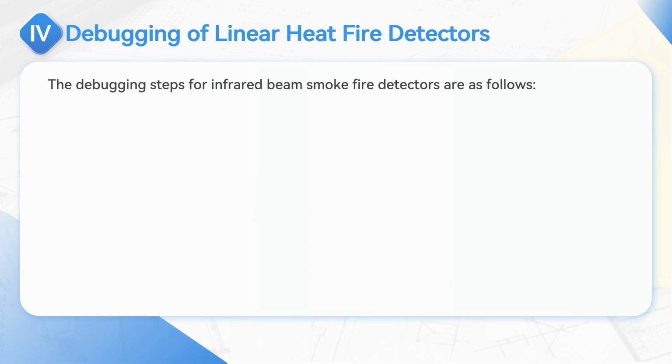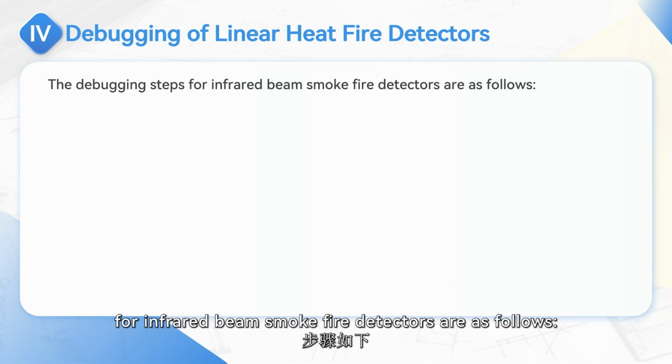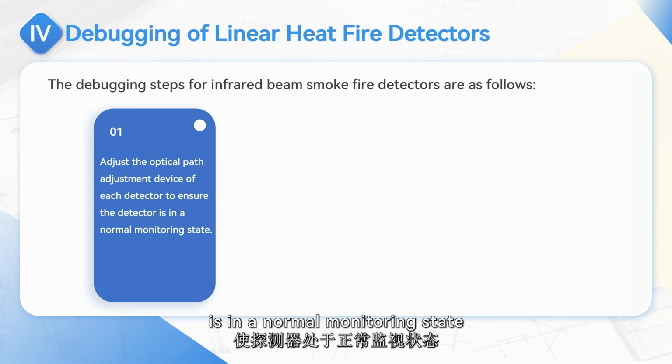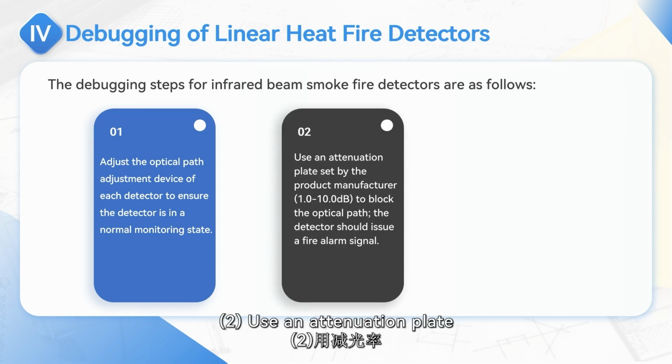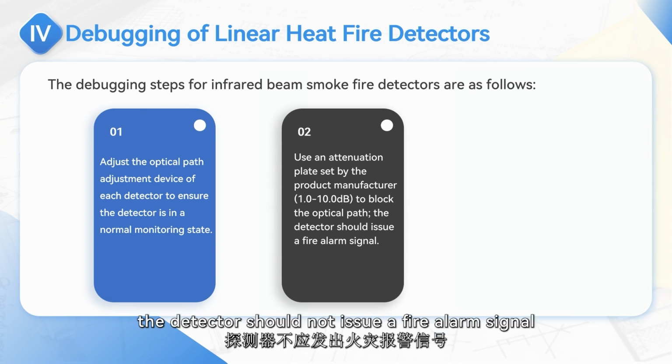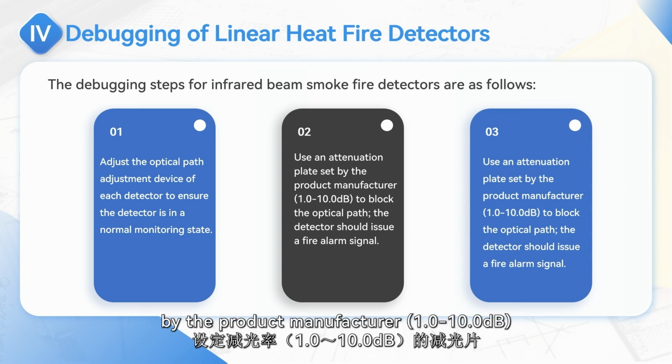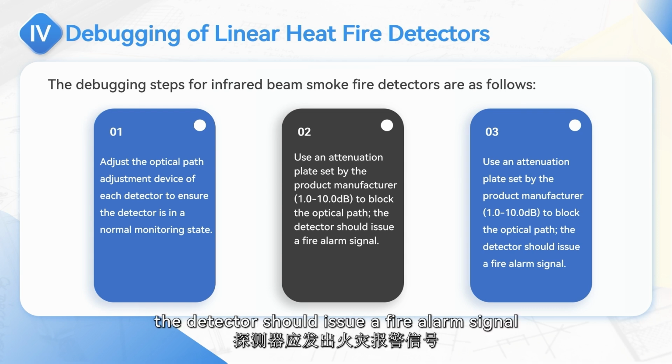The debugging steps for infrared beam smoke fire detectors are as follows. 1. Adjust the optical path adjustment device of each detector to ensure the detector is in a normal monitoring state. 2. Use an attenuation plate with an attenuation rate of 0.9 decibels to block the optical path. The detector should not issue a fire alarm signal. 3. Use an attenuation plate set by the product manufacturer, 1.0 to 10.0 decibels, to block the optical path. The detector should issue a fire alarm signal.